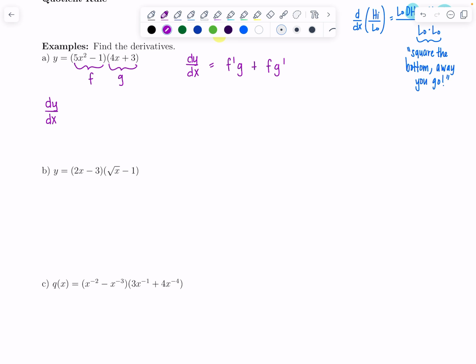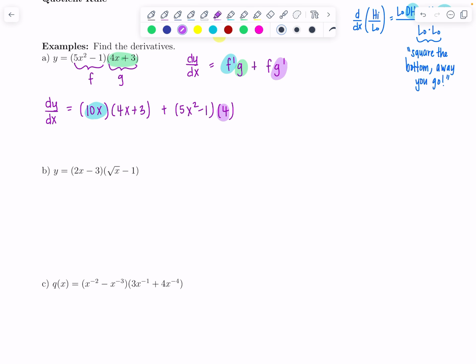Dy dx equals f prime, derivative of f of x would be 10x. That's it, because derivative of minus 1 is 0. That's f prime. Then I multiplied by g left alone. Don't touch it. Don't do a thing. Times 4x plus 3. It's product rule, so what comes next? A plus sign. Plus for product rule. And then you have f, leave it alone. No derivative. 5x squared minus 1 times, now we multiply by g prime. Derivative of g is 4. Very good. Okay, how we doing?